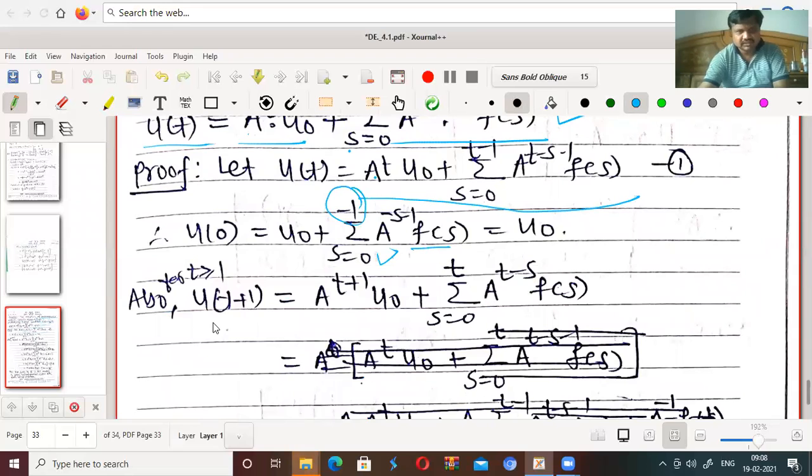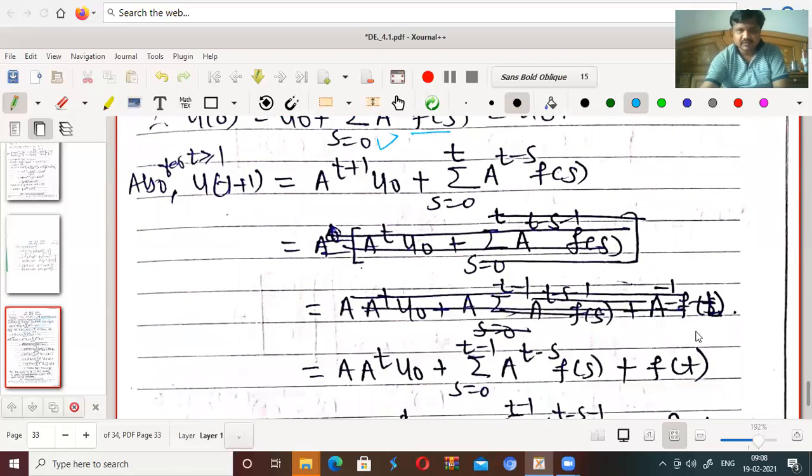Now what about u at t plus 1? For t greater than or equal to 1, u at t plus 1 becomes A to the power t plus 1 u0 plus summation s from 0 to t of A to the power t plus 1 minus s minus 1, that is t minus s, into f of s. How can you write this? We take the terms only up to t minus 1 first, A to the power t minus s f of s, plus, by putting s equal to t, the last term becomes A to the power 0, that is identity matrix, into f of t. So we get only plus f of t there.